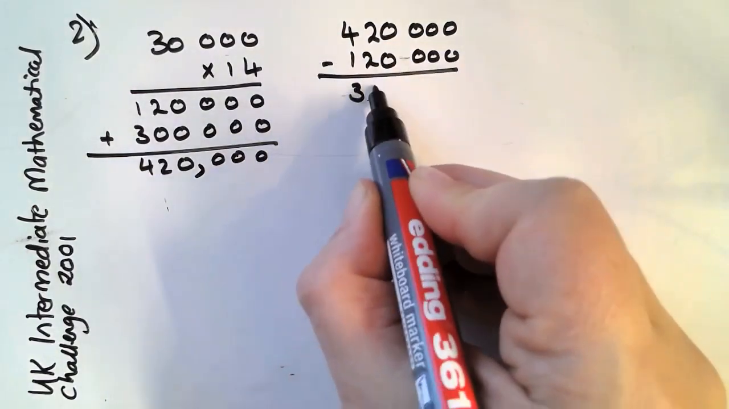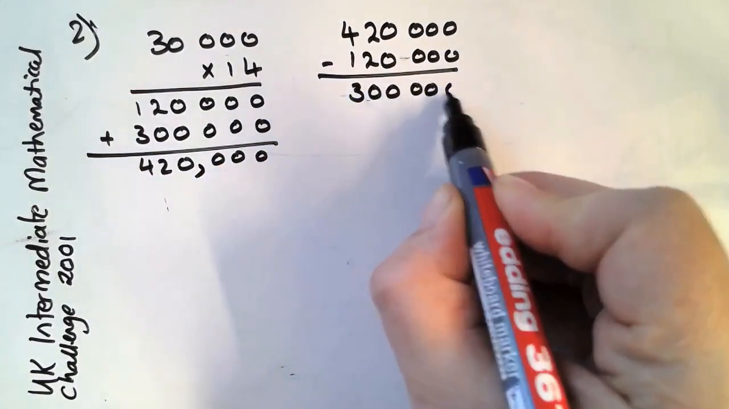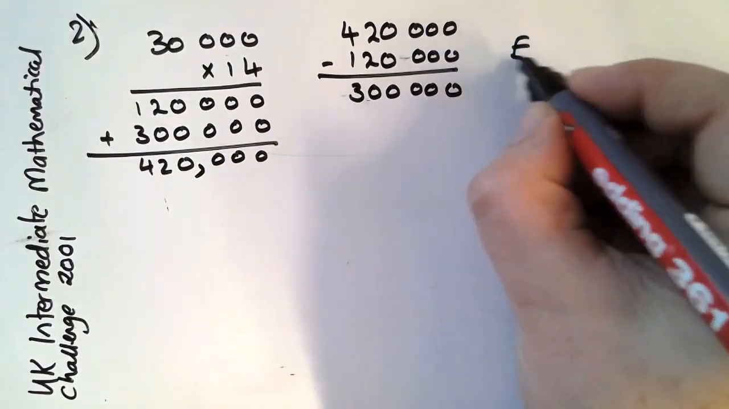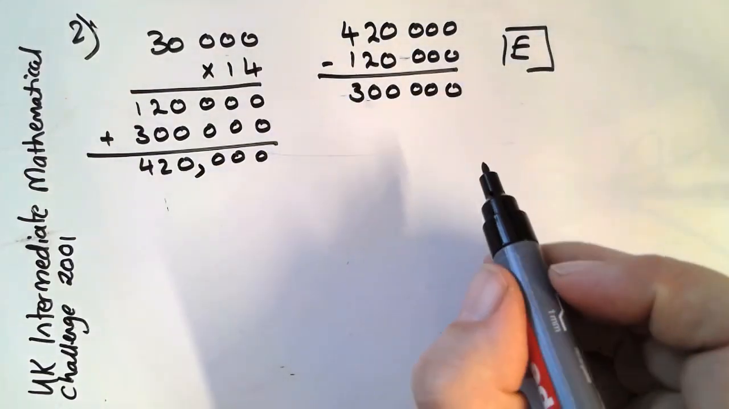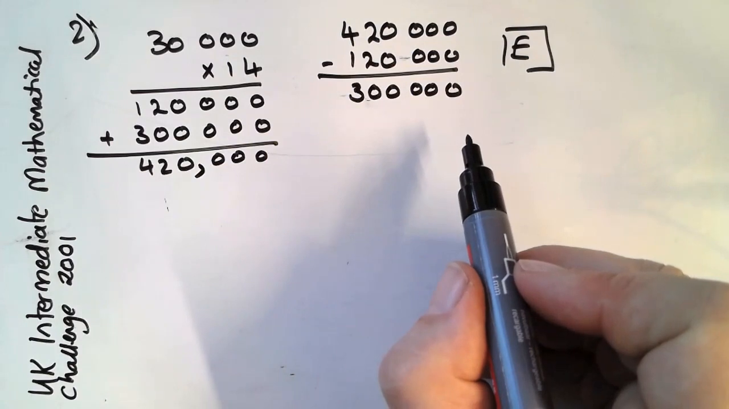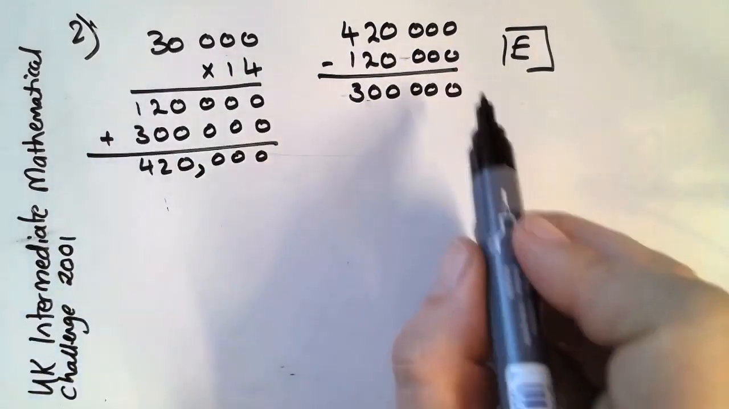and therefore we subtract, we need 300,000, and that's E. You could divide 300,000 by 7, but it does get a bit messy. This is the way that I would do it.